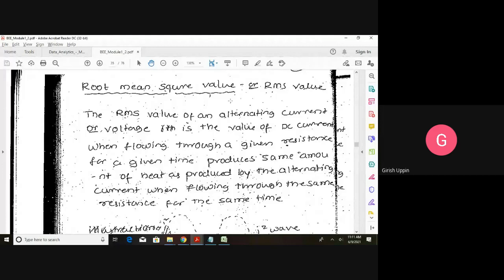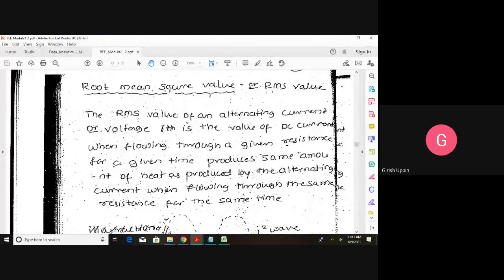produces the same amount of heat as the alternating current flowing through the same resistance for the same time. So here you can see what an RMS value is. The RMS value is the equivalent of a DC current. If we connect it to a resistor, it will generate X amount of heat. The same amount of heat would be produced by the alternating quantity for the same time period. That equivalent DC current is called the RMS value of an alternating current.